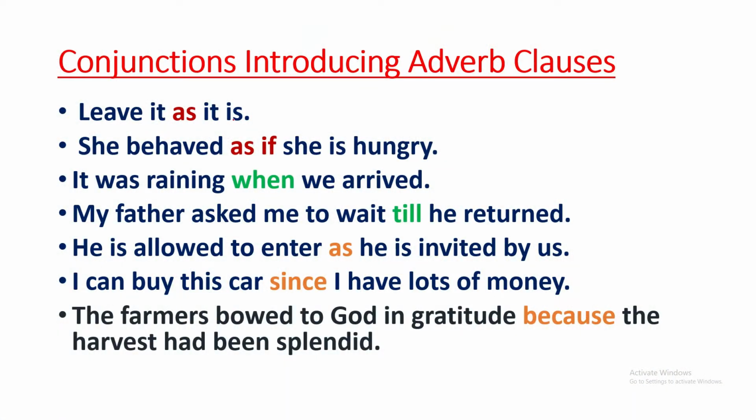Leave it as it is. How do you leave it? As it is. So when we ask a question with the WH word how, we get the answer, that is one adverb of manner. The same, when you ask a question to the verb with the WH word how, we get the clause, that is one adverb clause of manner. So, leave it as it is. As is the subordinating conjunction introducing the clause, that is one adverb clause of manner.